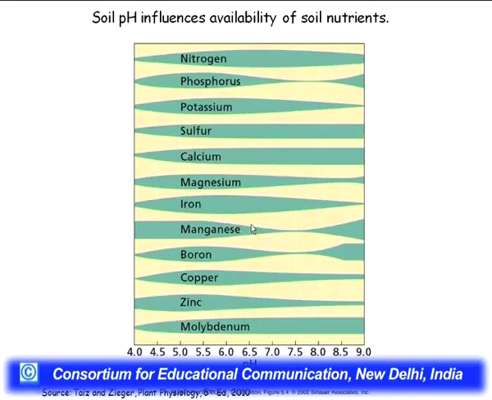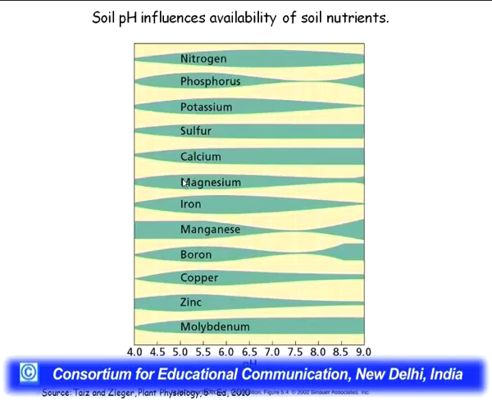It has a very narrow range of solubility. So pH 5.5 to 6.5 is the range. Beyond that, solubility greatly reduces. Copper has a little bigger range. Zinc, you can again see, is soluble in acidic soil, but as soon as pH goes more than 7 or 7.5, it starts declining a lot. And molybdenum is mostly soluble in alkaline soil.